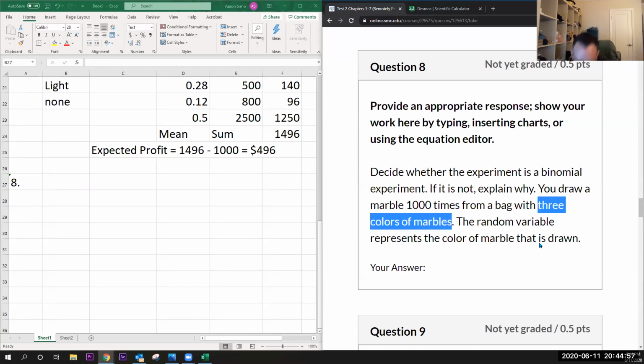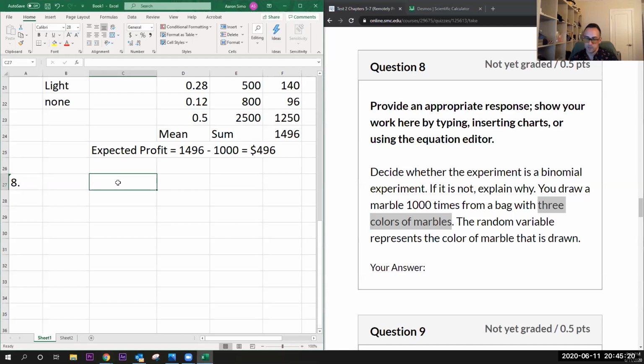So the variable is going to be like this: white, black, green, green, black, white, white, white, black, white, green, white, green, white, green, black, green, black. Every time you pull a marble out, you're either going to get white, green, or black. I'm making those colors up, but that's why it's not binomial. That's an easier way to describe it. Something like there are more than 2 outcomes.